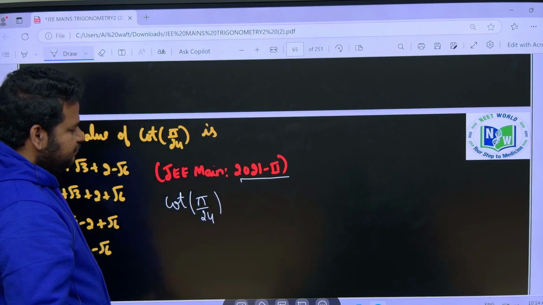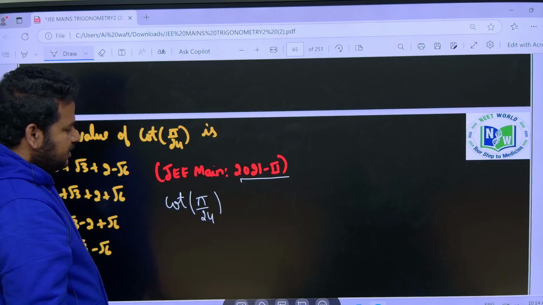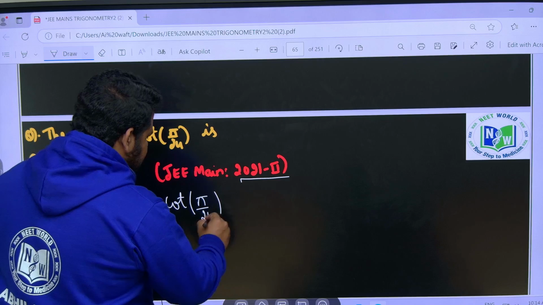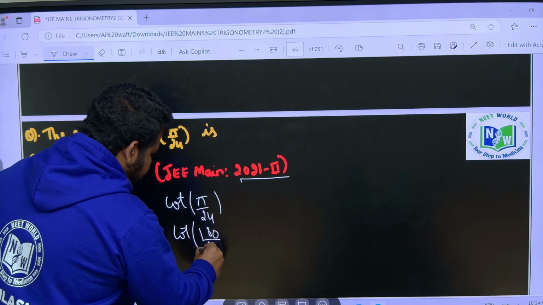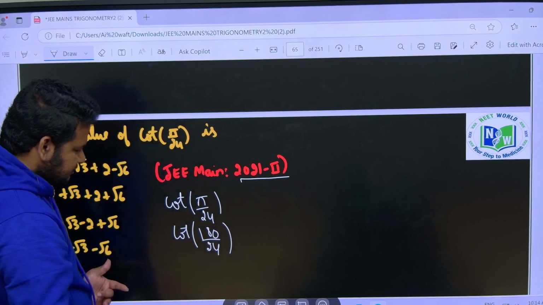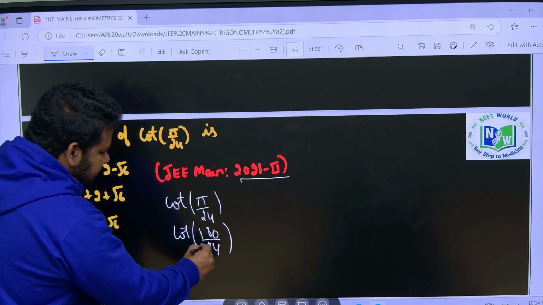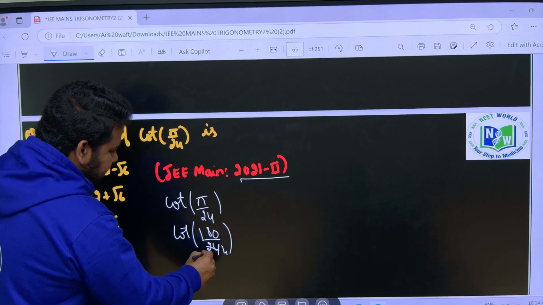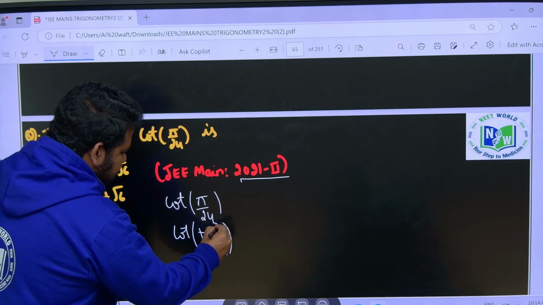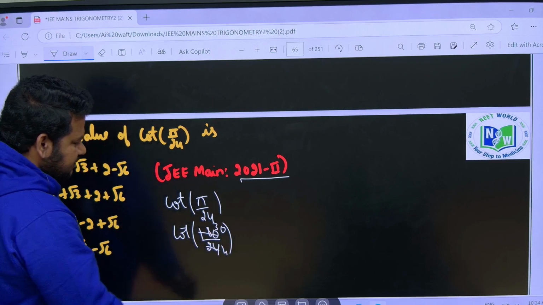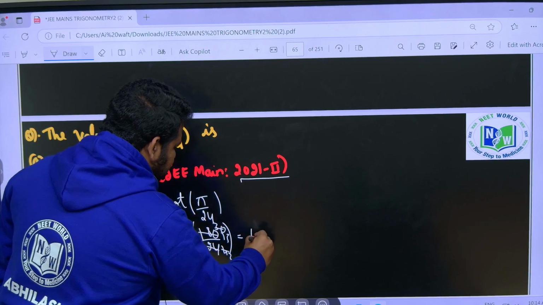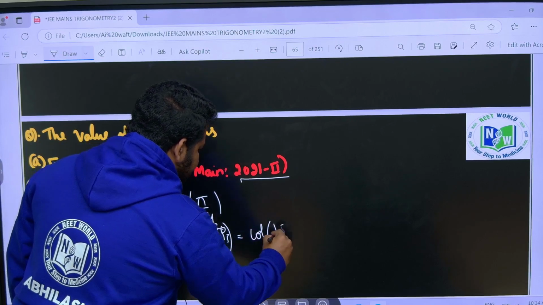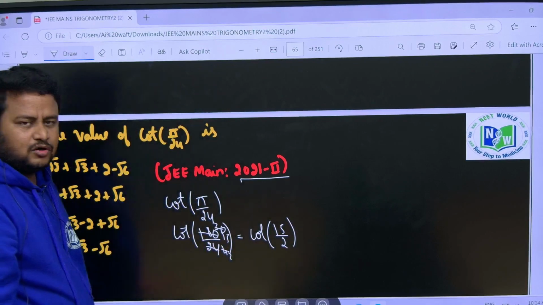So cot pi by 24 means what? 180 by 24. Let me write it. 180 by 24. Let us divide by 6. 6 4s are 24, 6 30s are 180. So 30 by 4 is nothing but 15 by 2. So what we got here? Cot 15 by 2.